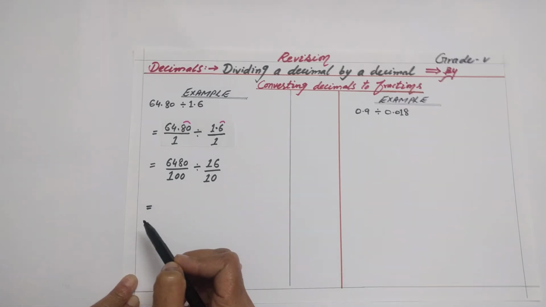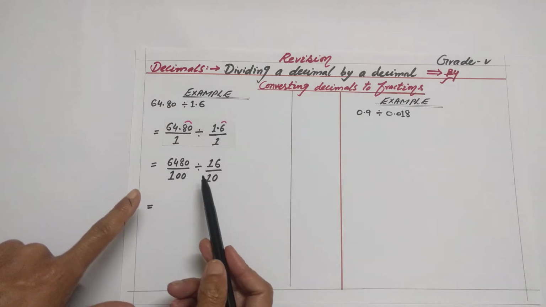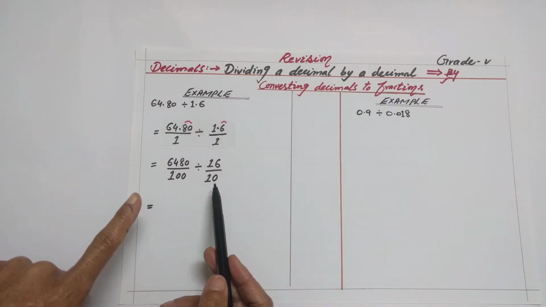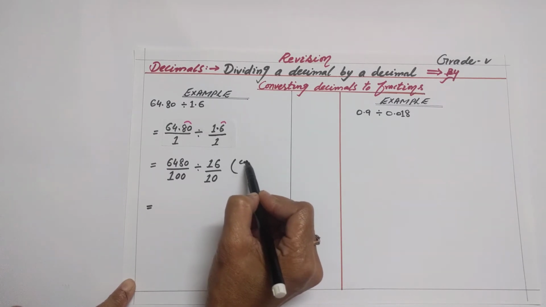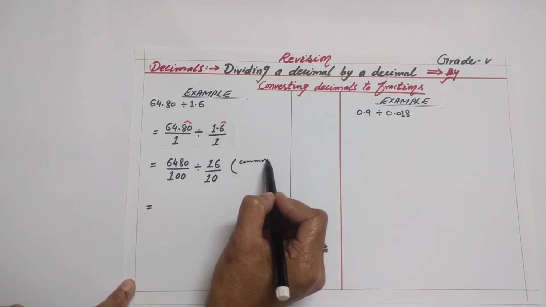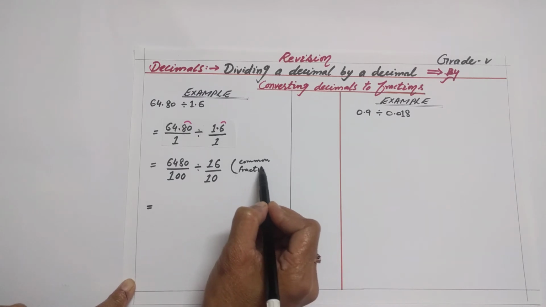Next step is to convert these decimals. These decimals are in the form of fraction. Now we have to convert it into common fraction form.